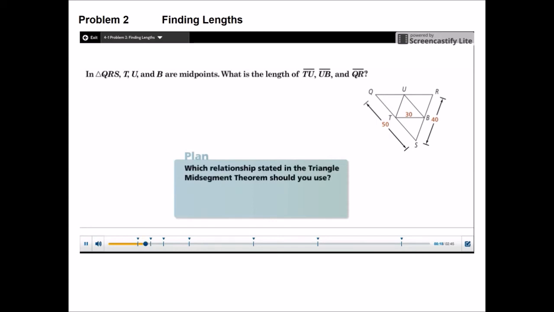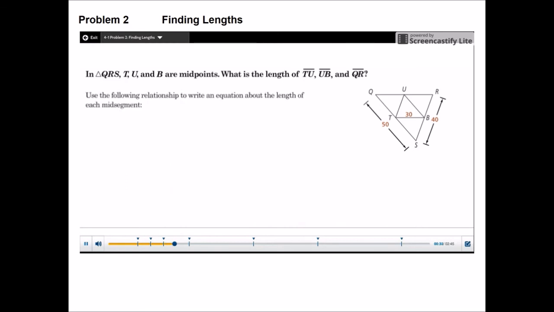Which relationship stated in the triangle midsegment theorem should you use? You are asked to find lengths, so use the relationship that refers to the lengths of a midsegment and the third side. Use the following relationship to write an equation about the length of each midsegment. The length of a midsegment equals 1/2 times the length of the third side of the triangle.